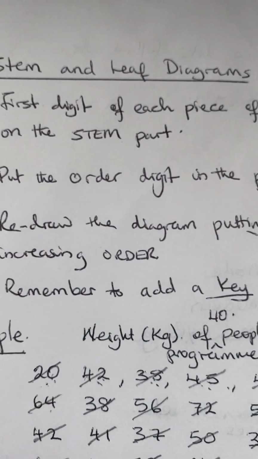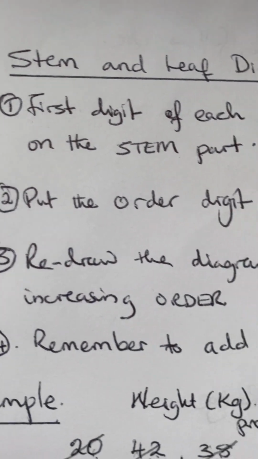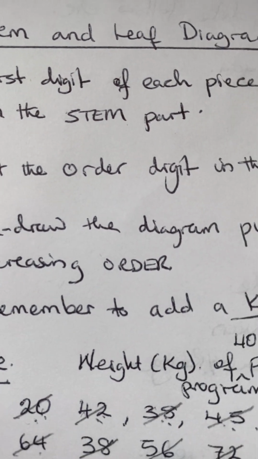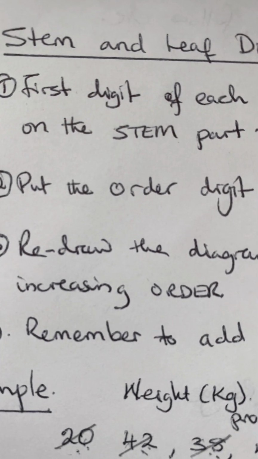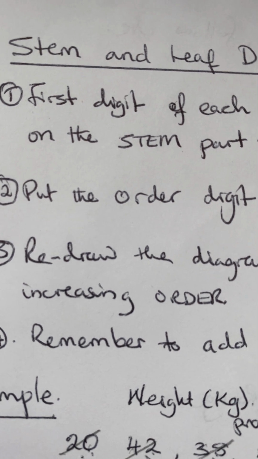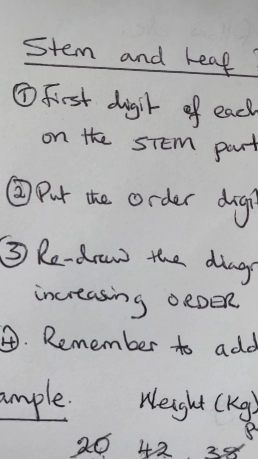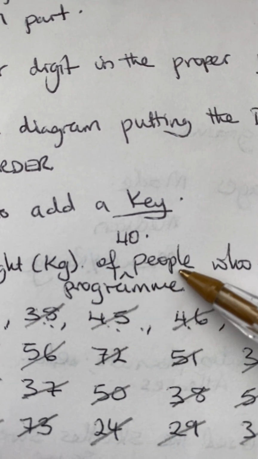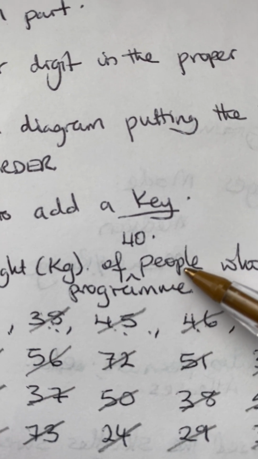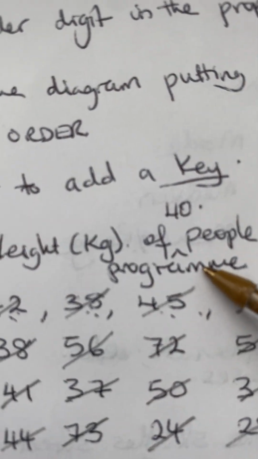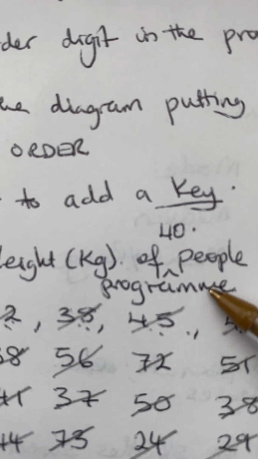Okay, now let's go back to what we started yesterday. So yesterday we started looking at the stem and leaf diagram, and we did our first example with 40 data from A and E, the height. Okay, today we want to look at the weight of 40 people who took part in a summer school program. Okay, it's summer, it's holidays.